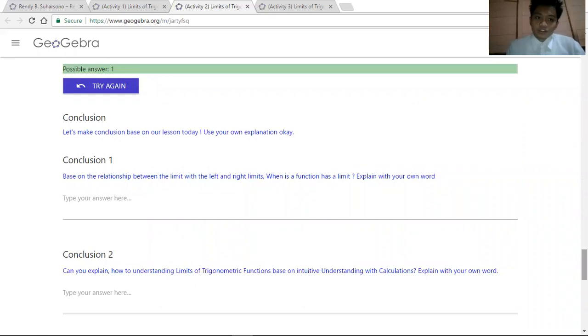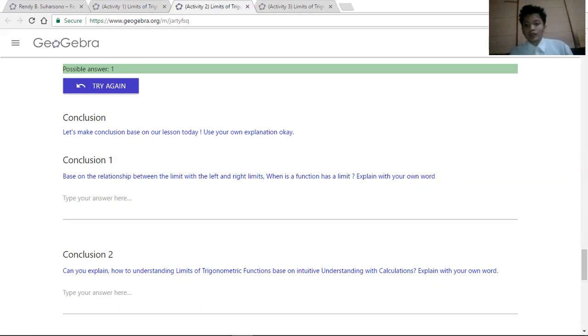Conclusion. Let's make a conclusion based on our lesson today. Use our explanation, okay? Based on the relationship between the limit with the left limit and the right limit, when a function has a limit, explain with your own words.